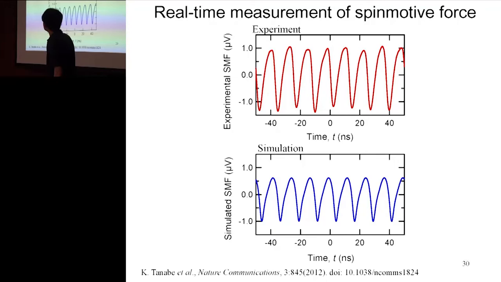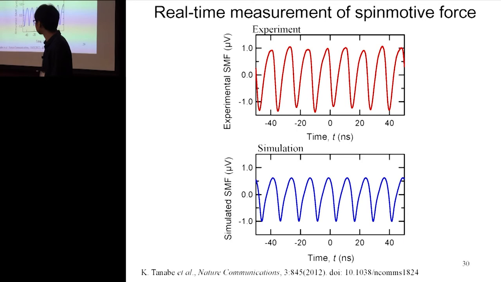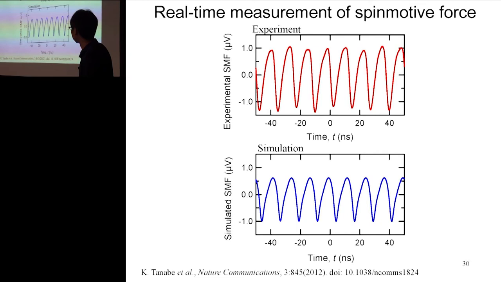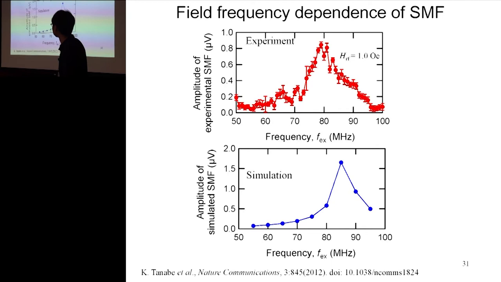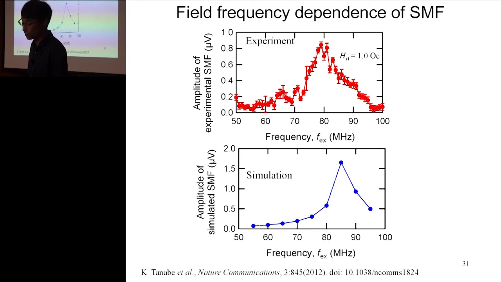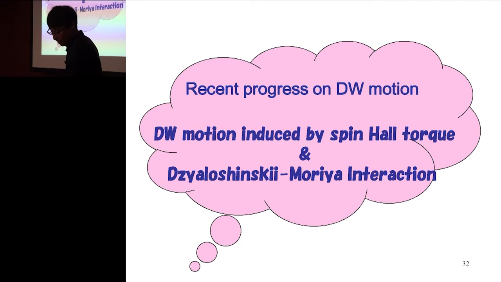Pink shows the experimental result, so electromotive force as a function of time. And the green one shows the result of simulation. The simulation can reproduce it very well, including the absolute value for the obtained electromotive force. And if you change the frequency, then you have some different feature, which is also predicted by simulation. So now, I believe this voltage comes from spin motive force, which is the time derivative of spin variables.